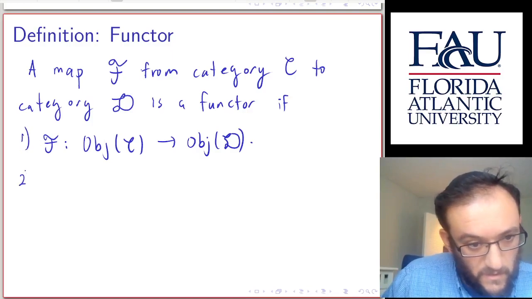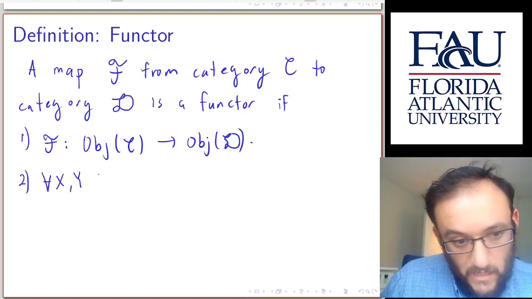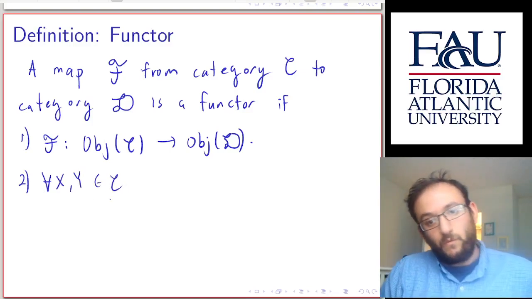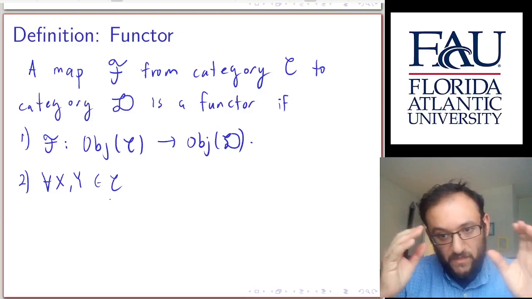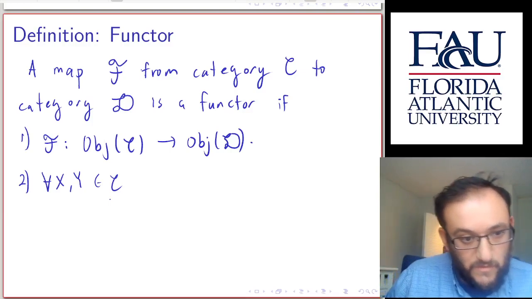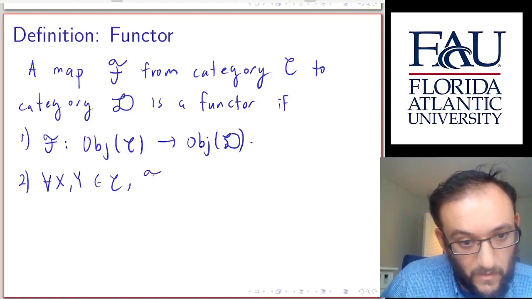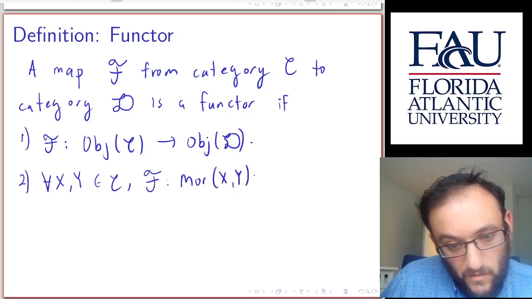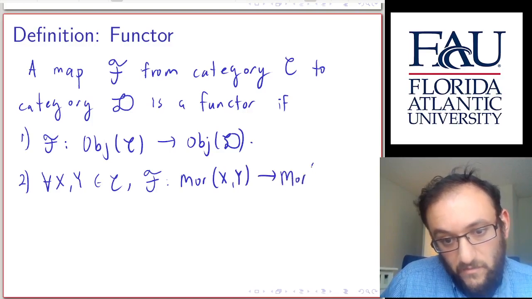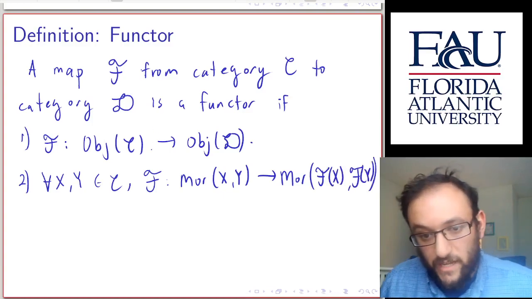That's first. For any pair of objects x and y in C, once you map through to the next category, you want all of the morphisms between those two objects to also map through. So there's a map from morphisms of x y to morphisms of F of x to F of y. And we've defined that map of objects in the previous line.